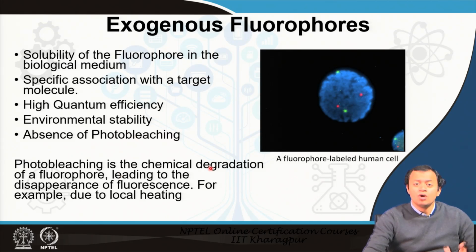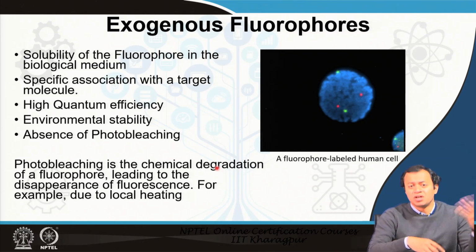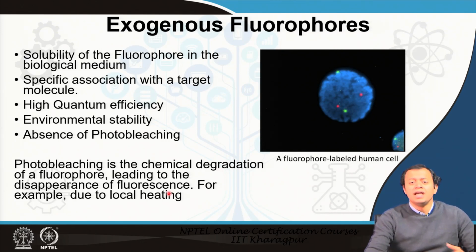What is photobleaching? Photobleaching, I thought I taught you quenching. It is similar to that: it is the chemical degradation of the fluorophore. After a certain time, the fluorophore destroys itself because of local heating or interacting with other molecules, and it no longer fluoresces.